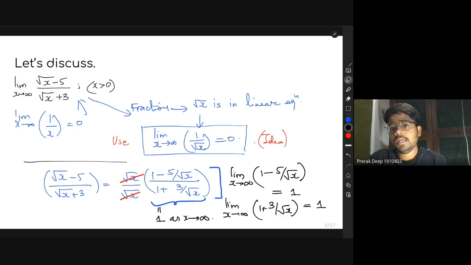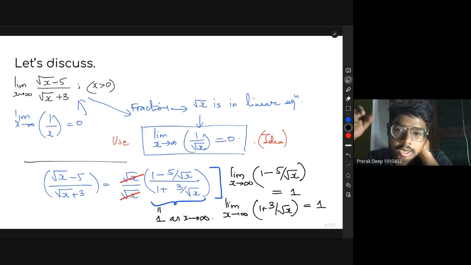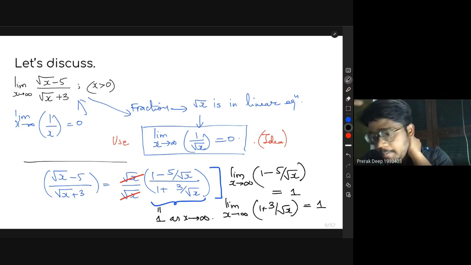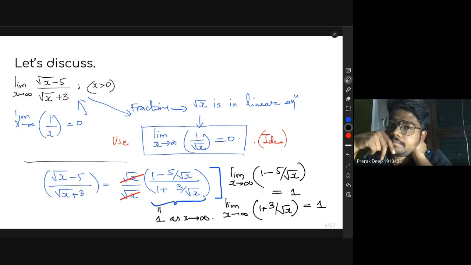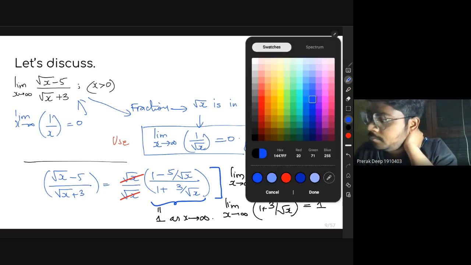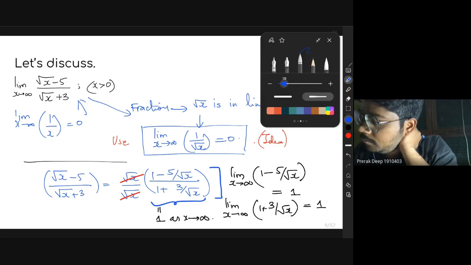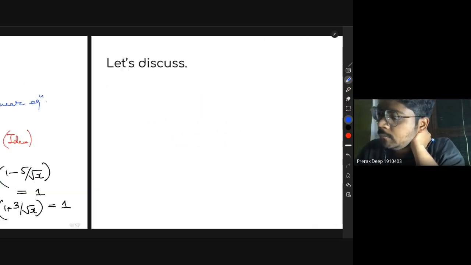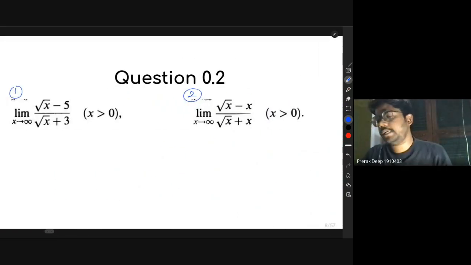Okay. So here we are using the fact that if the limit function is given to be in a fraction form where the numerator limit exists and the denominator limit exists, then the limit of the fraction is equal to the limit of the numerator divided by the limit of the denominator. Okay, is this clear? Okay, so let's move on to discuss the second question.